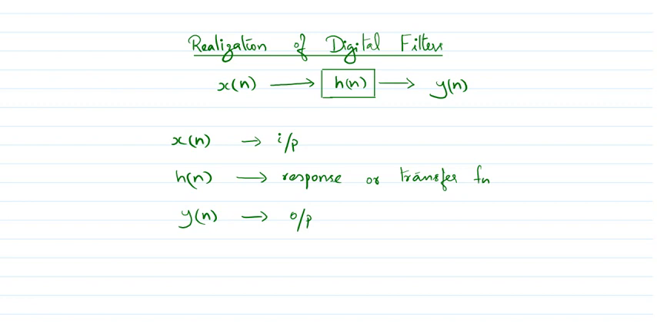Okay, so in order to realize the systems, either you can find h of n or h of z, that is the transform of h of n. In order to find this h of n or h of z, we have to solve difference equations. There are many ways to solve this difference equation, which is called the realization of digital filter. So realization of digital filters is the various ways to implement difference equations.